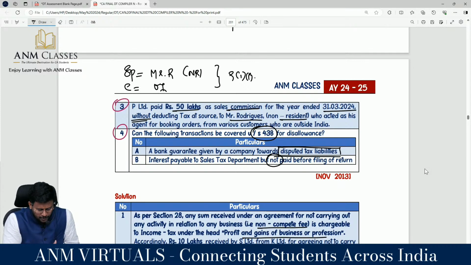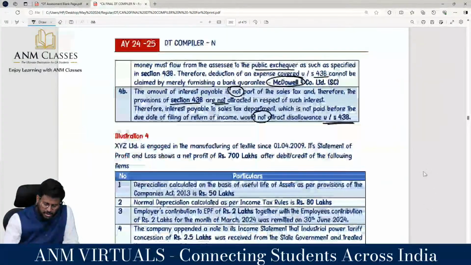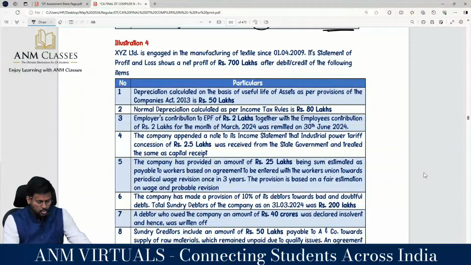With regard to 43B, my dear lovable students, a bank guarantee is not an actual payment, so 43B disallowance will come. Interest payable to the income tax department or GST department is not covered in 43B. So even though it has not been paid, it can be debited to the P&L account. I'm moving into illustration number 4.